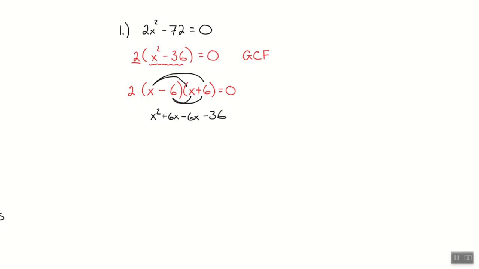Okay. Lucy, what happens with these? 6x minus 6x. So do you agree I'm just left with x squared minus 36? Which is what we started with. I can see that it works.